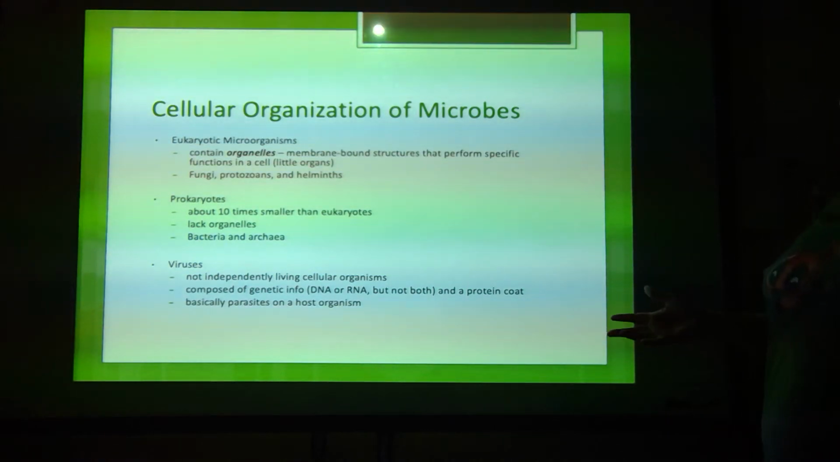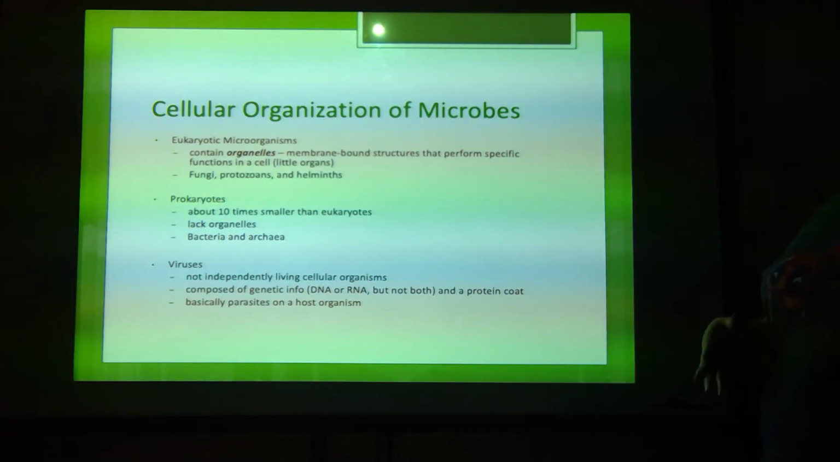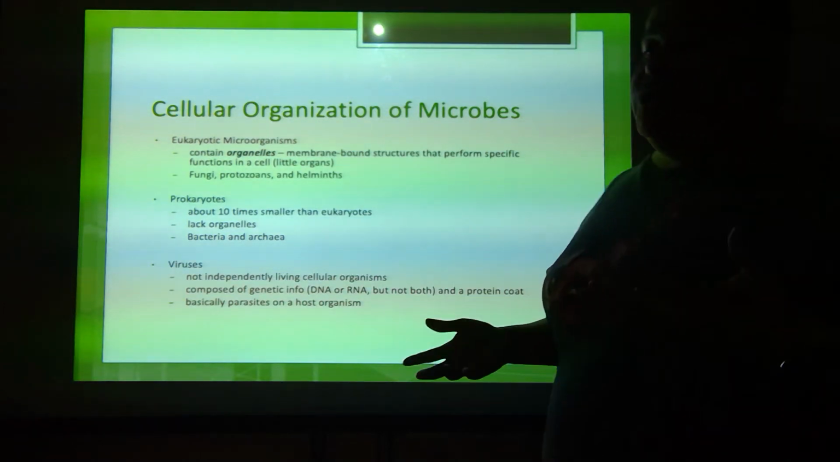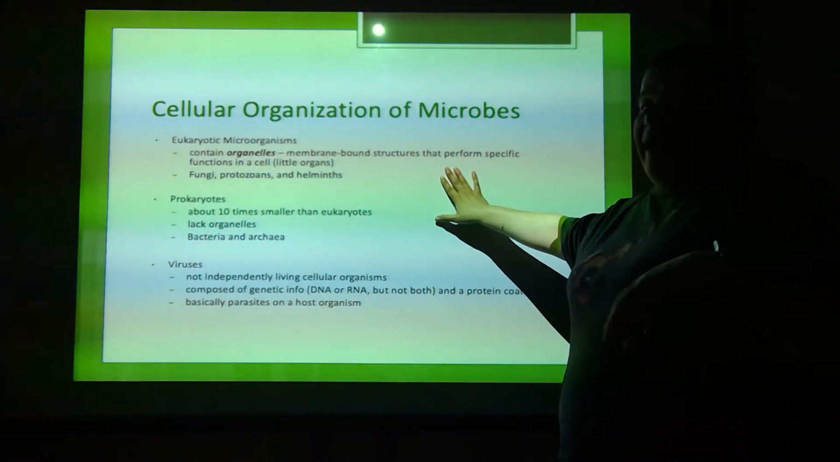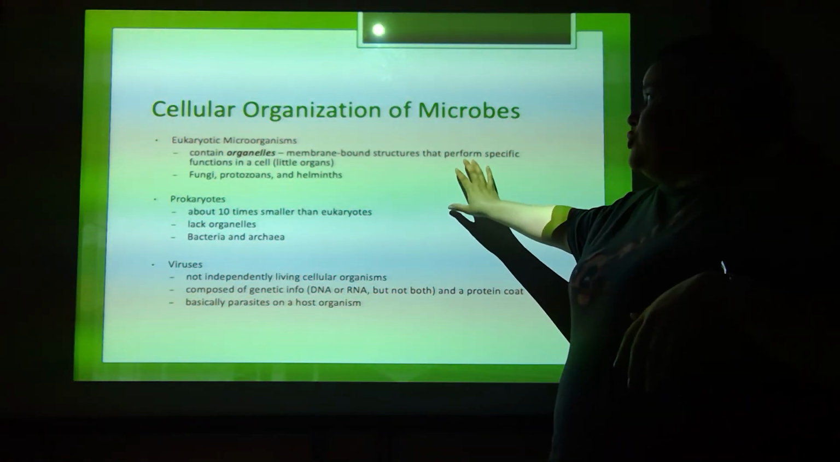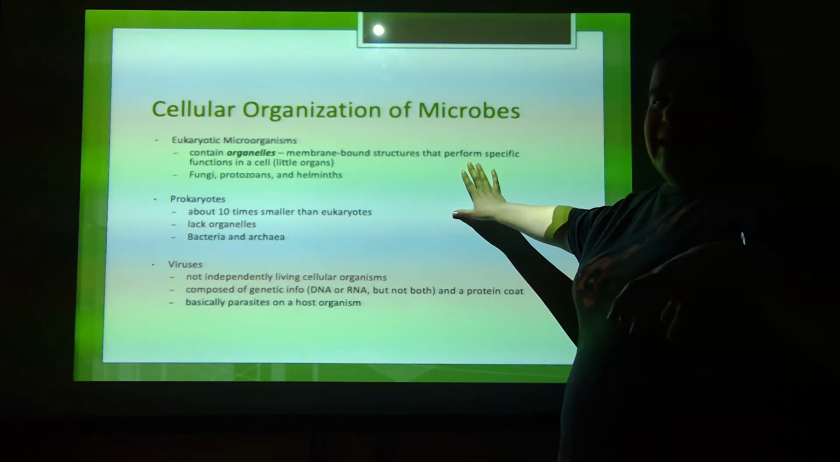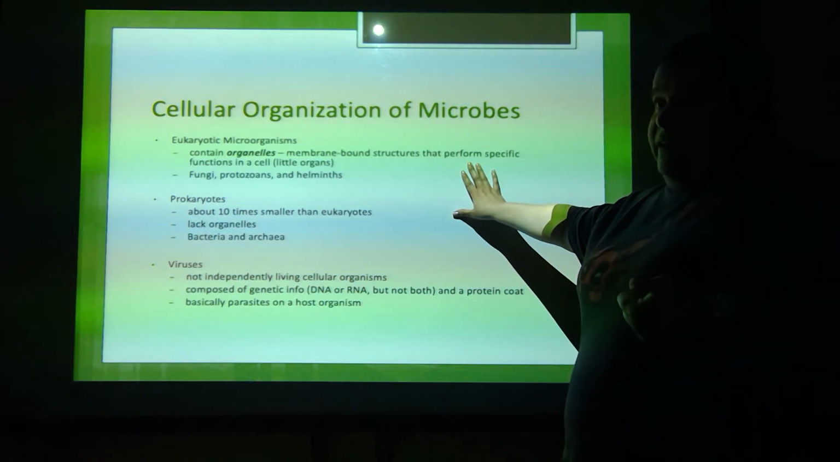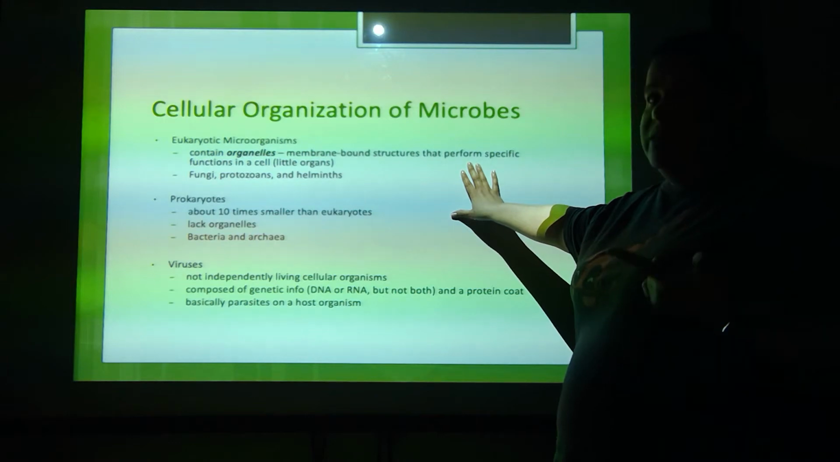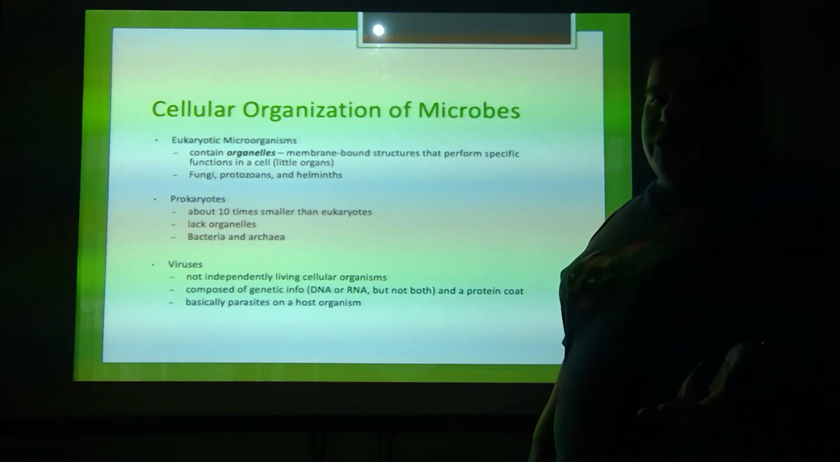Cellular organization of microbes. Eukaryotic microbes. Okay, like I said, eu means true, karyo means nut, it's a nucleus. Eukaryotic microbes are more complex single cell organisms that actually have organelles, specific parts inside the cell that have specific jobs. Okay? So you have organelles that are membrane bound structures that perform specific functions inside the cell. Fungi are eukaryotic. Protozoans are eukaryotic. Helminths are eukaryotic.